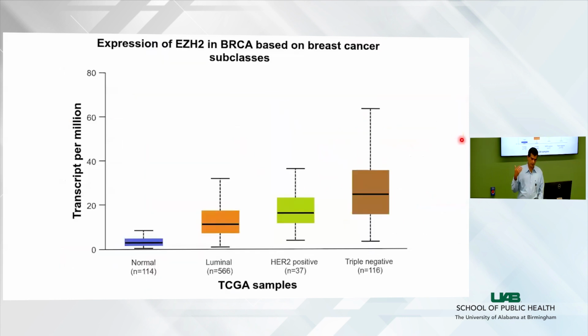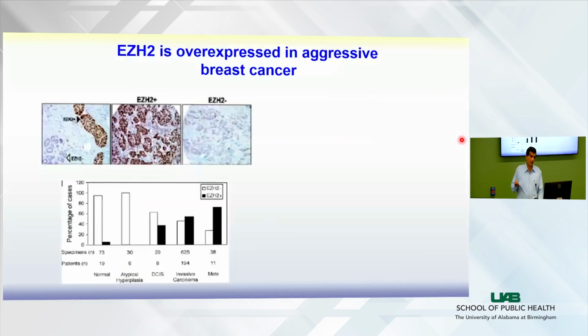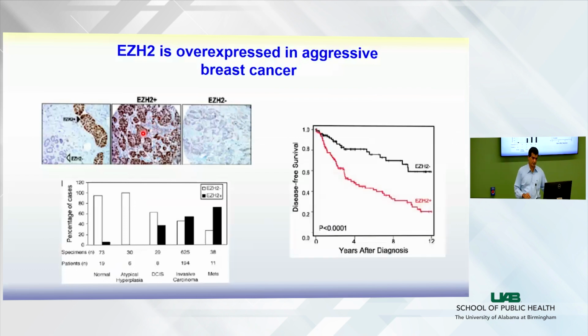Similarly, we looked at EZH2 in another cancer, particularly breast cancer. As you see, in subclasses of breast cancer, the triple negative subclass, which is the most aggressive, shows high expression of EZH2. Again, we went on to validate with pathologists the protein staining, and you see that there are some breast cancers with very high EZH2 protein. Just like prostate cancer, if there is high EZH2, patient survival was poor.